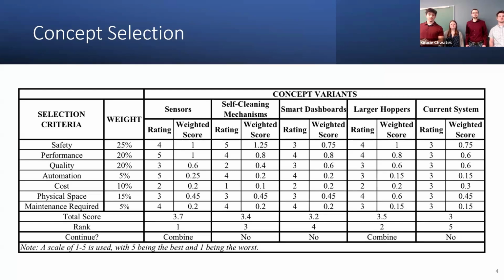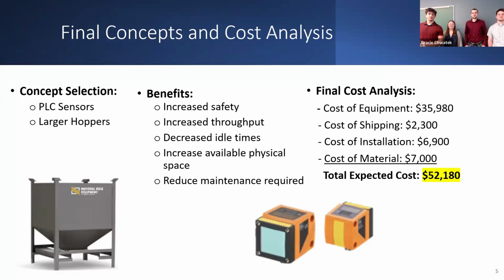From here, this resulted in the PLC sensors and larger hoppers ranking the highest, so we decided to combine these concepts and continue with them. Like I said, we decided to combine the PLC sensors and larger hoppers for our final concept selection. This combination will result in increased safety, throughput, available physical space, as well as decreased idle times and maintenance required. Our final cost analysis included costs for equipment, shipping, installation, and material, resulting in a total cost around $52,000.